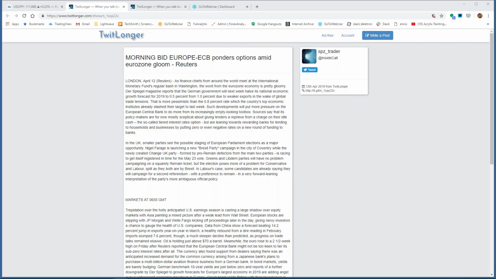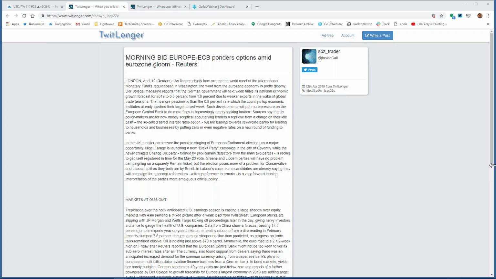Okay, let's go on with the morning bid. Europe, ECB ponders options amid Eurozone gloom. As finance chiefs from around the world meet at the International Monetary Fund's regular bash in Washington, the word from the Eurozone economy is pretty gloomy. Der Spiegel magazine reports that the German government will next week cut its national economic growth forecast for 2019 to 0.5% from 1% due to weaker exports in the wake of global trade tensions. That is more pessimistic than the 0.8% which the country's top economic institutes already slashed their target to last week.